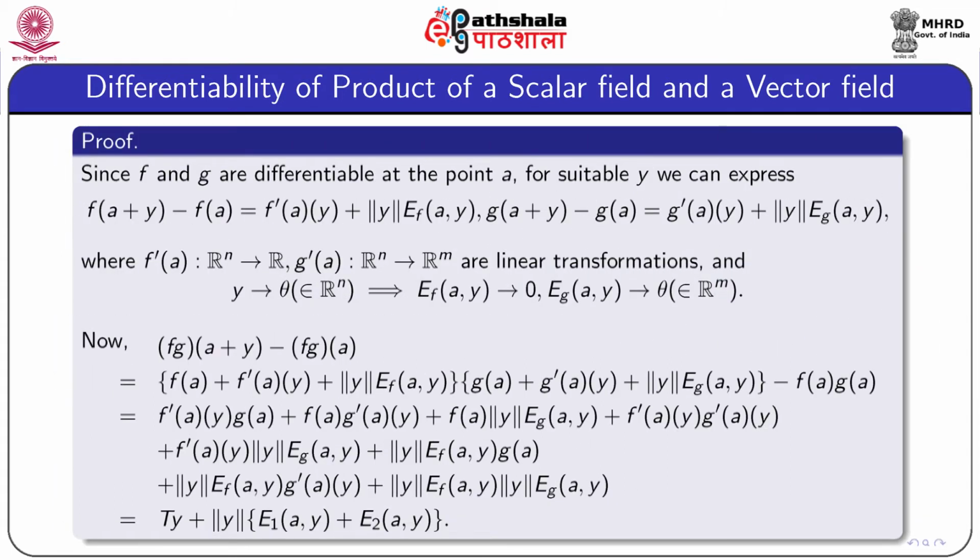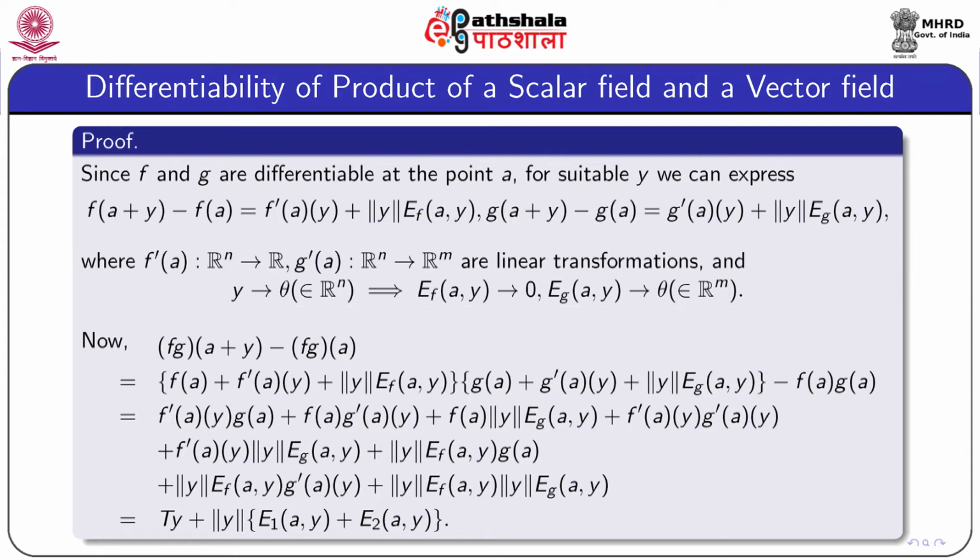We give the proof. Since f and g are differentiable at the point a, for suitable y we can express the increment of f and g as follows: f(a+y) minus f(a) equals f'(a)y plus norm y times E_f(a,y), and g(a+y) minus g(a) equals g'(a)y plus norm y times E_g(a,y). Here f'(a) from Rn to R and g'(a) from Rn to Rm are linear transformations. Also, as y tends to theta, we have E_f(a,y) tends to 0 and E_g(a,y) tends to the 0 vector in Rm.